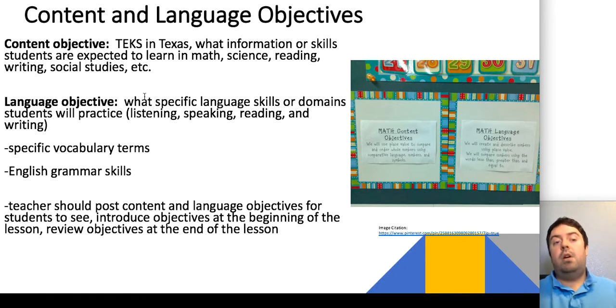Another thing that's important to note is that teachers need to post their content objectives and their language objectives for their students. And the teacher should go over them at the beginning of the lesson to give students a kind of trajectory or a guideline for what they're going to discuss during the lesson. Also, teachers need to review what they've taught their students and go over key concepts at the end of the lesson. And one of those key things you need to review is what you have taught them in terms of your content objectives and your language objectives.